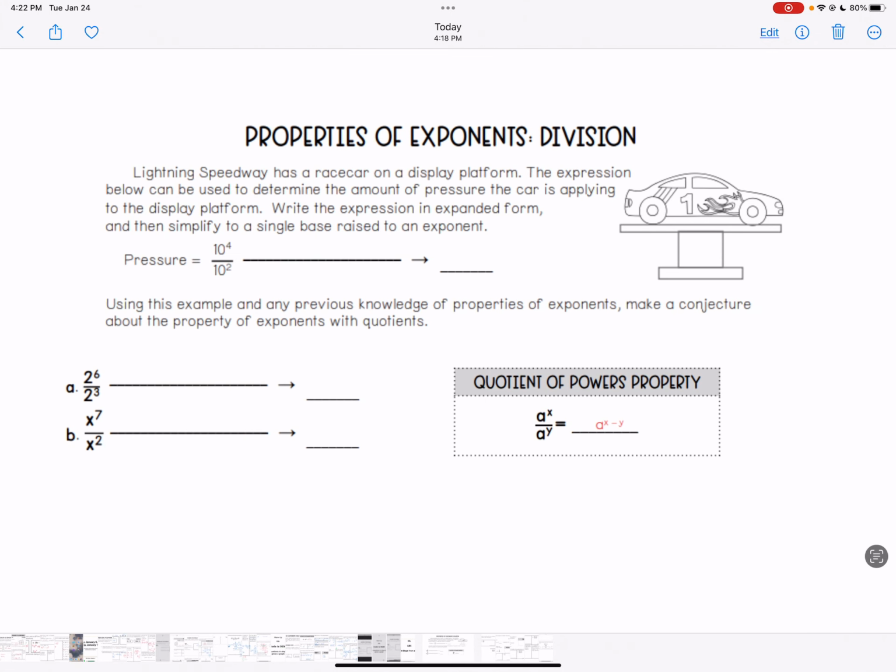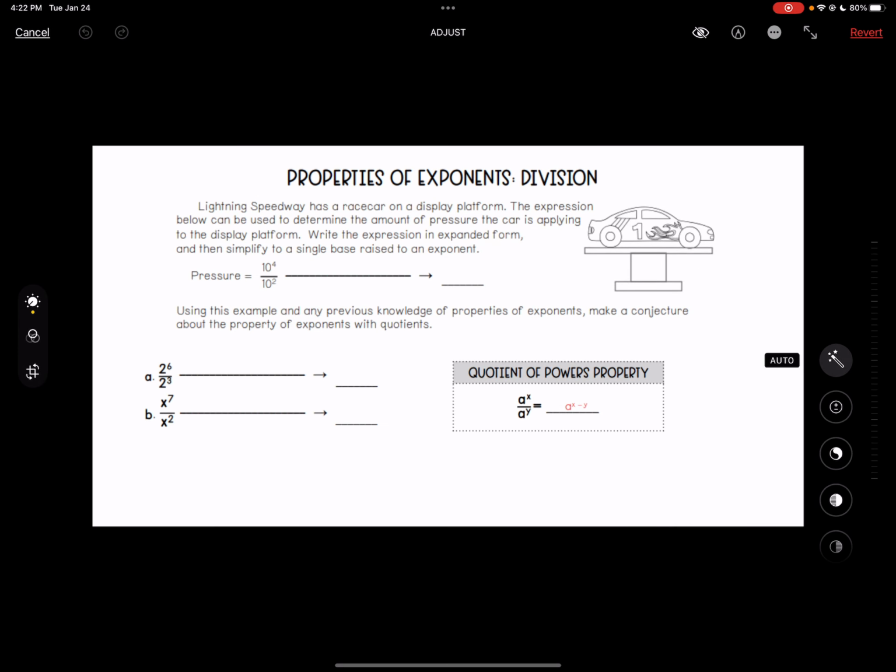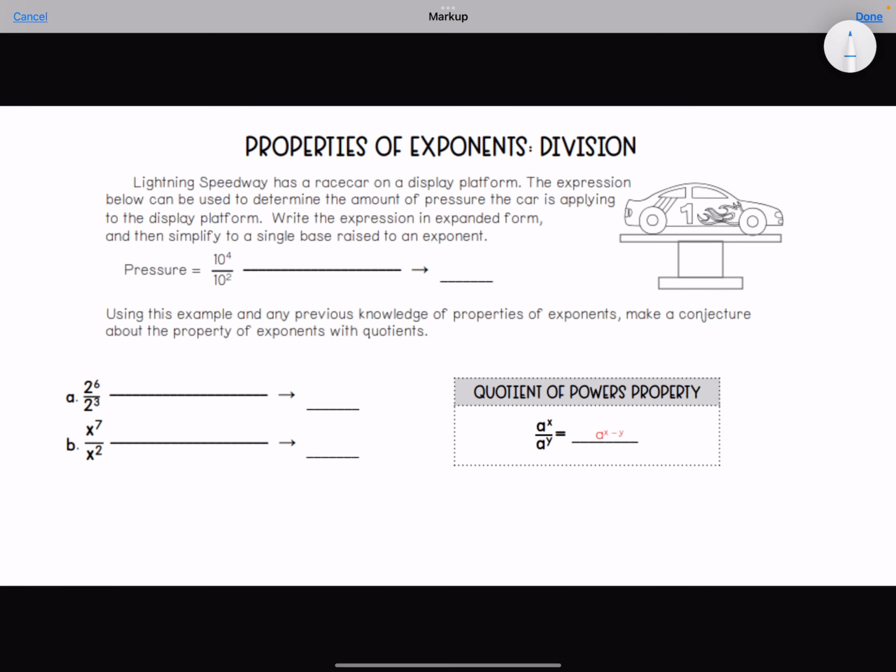That's what everyone is doing for the warm-up. So here is the meat of the lesson. Okay, so properties of exponents, division. We've multiplied, the product rule. Remember, you added the exponents. The power rule, you multiplied the exponents. So now we are talking about the quotient rule, where you're dividing.